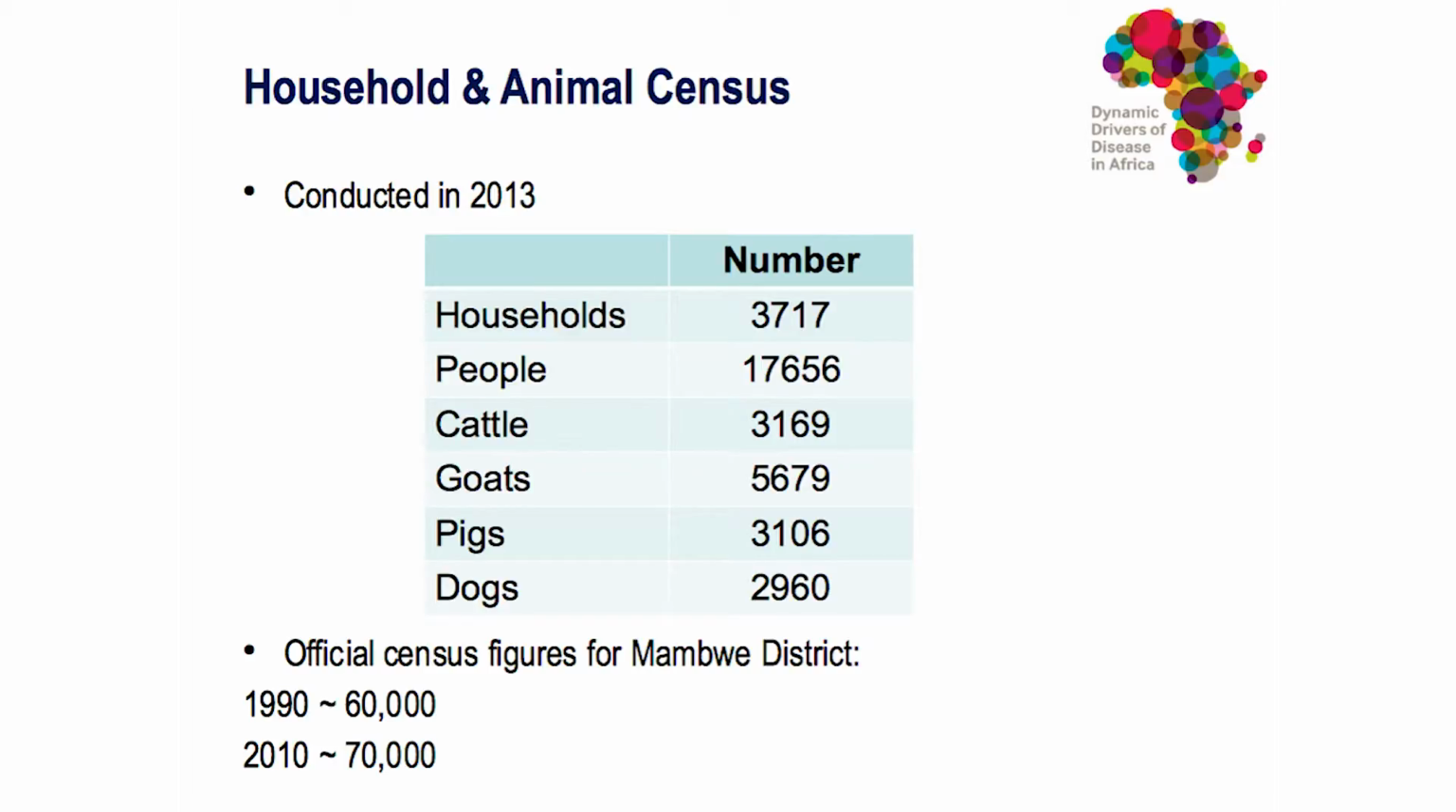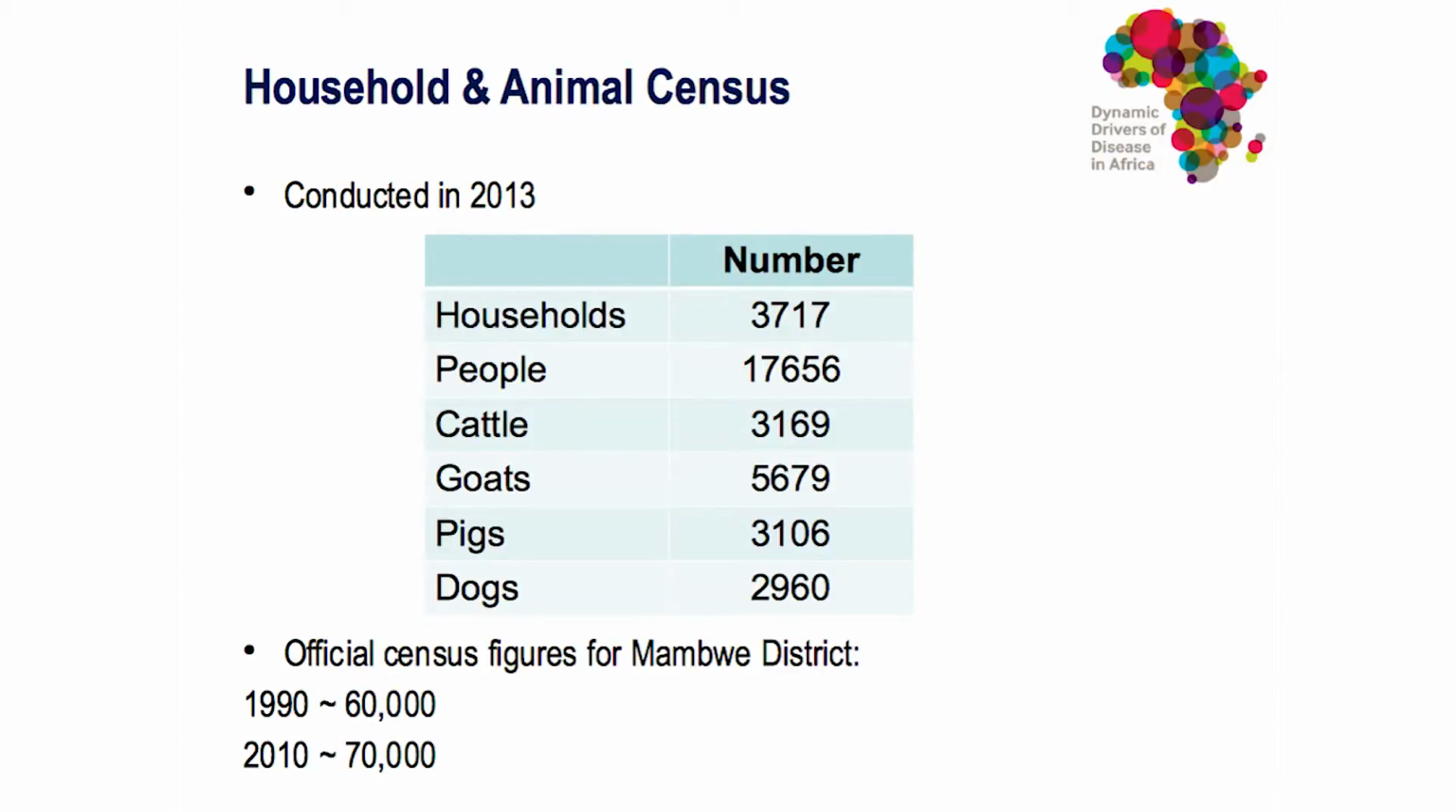Interestingly, quite a lot of pigs. Pigs are also susceptible to African swine fever, which causes quite a lot of problems in the Luangwa Valley. But that's outside the scope of this talk. The figures from Mambwe district suggest that there has been an increase in population from the 1990s through to now, but it's not been as profound as we initially expected, or certainly people believed was the case.